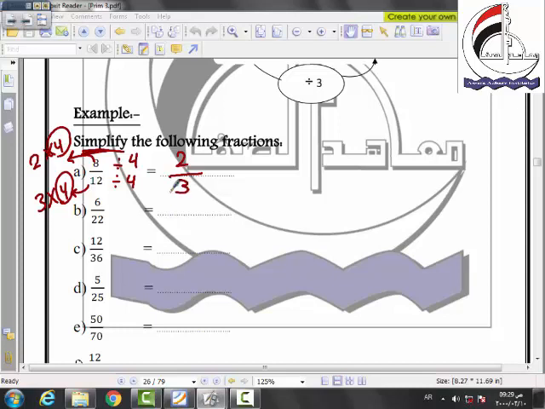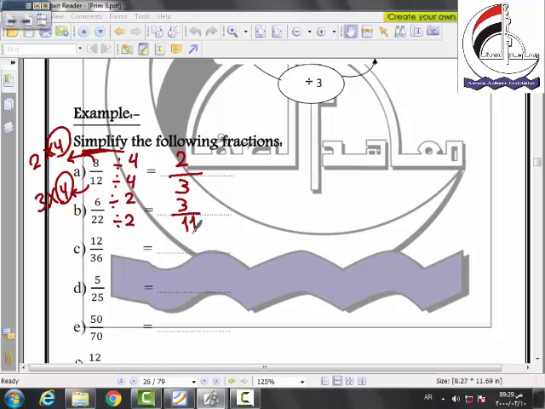Go to the next one. 6 over 22. What is the greatest common table or greatest common number between 6 and 22? Table 2. We divide by 2 up and divide by 2 down. We will get 6 divided by 2 equals 3, and 22 divided by 2 equals 11.